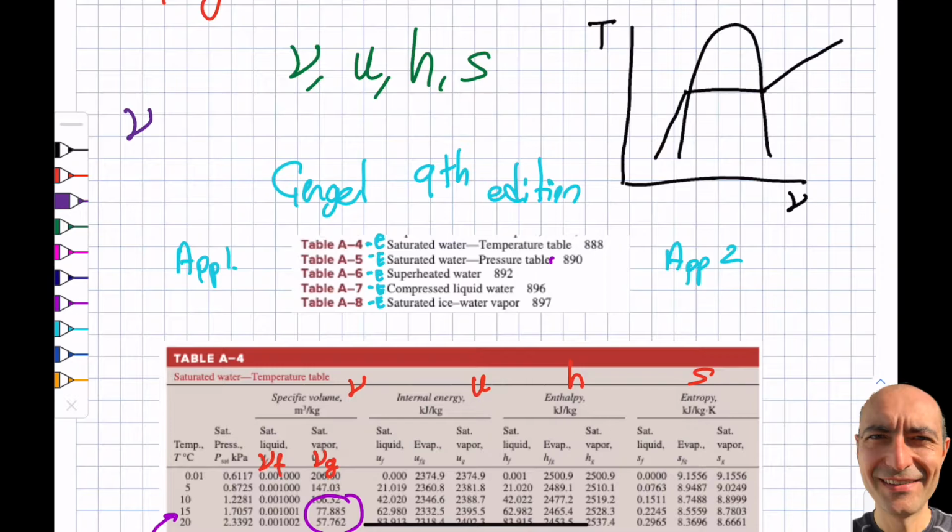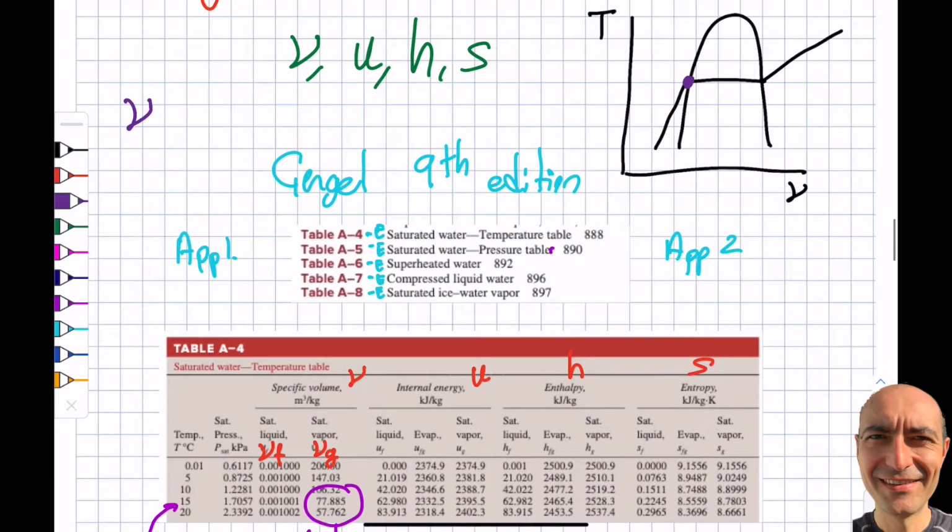What I would like you to do is go to the table A4 or A5, depending on whether I gave you the temperature or pressure. If I give you the temperature, go to A4. If I give you the pressure, go to A5, okay? And look at this value for the liquid and look at this value for the gas. This will be the name of the game, okay? This information is extremely important. And now, depending on the relation between these two points, I will have to be on different sides.